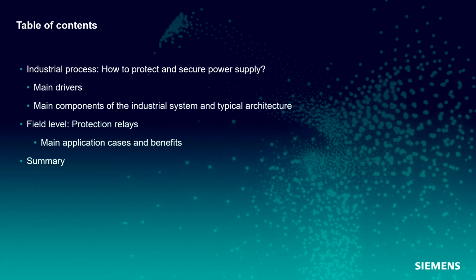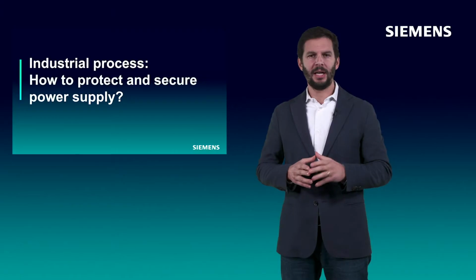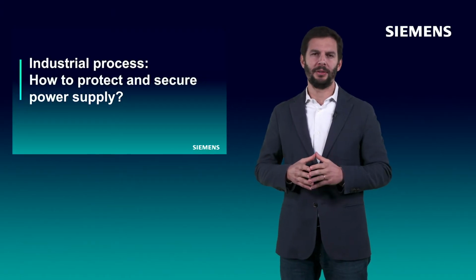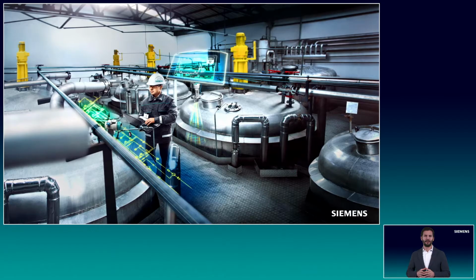Today I would like to talk about the relevance of the so-called field level in electrical infrastructures applied to industrial environments, namely the different application cases supported by protection relays and their main advantages, especially if we understand that their main objective is to secure and protect the power supply of the industrial process. So when looking at the industrial process, how to protect and secure power supply? First, let's have a look into main drivers.